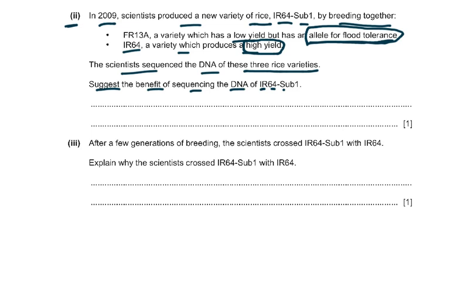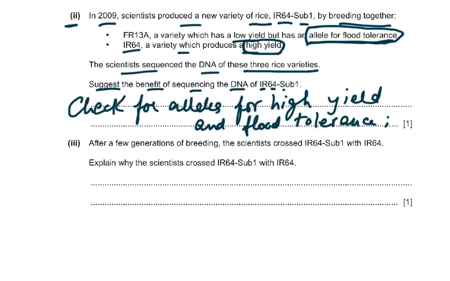So why did we do the DNA sequencing? We did it to check whether the DNA contained those two alleles. Check for alleles for high yield and flood tolerance. You could have even said gene, you could have even said DNA. So all this was correct. Gene, allele, DNA was correct.